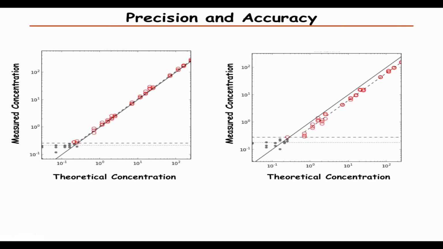So then again, just precision and accuracy. In this measurement here, we get good precision and good accuracy, while in this case we have slightly worse precision, but a lot worse accuracy.